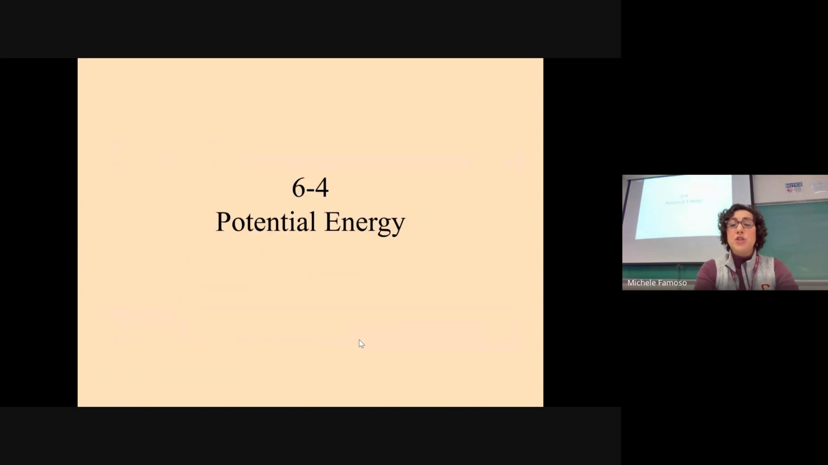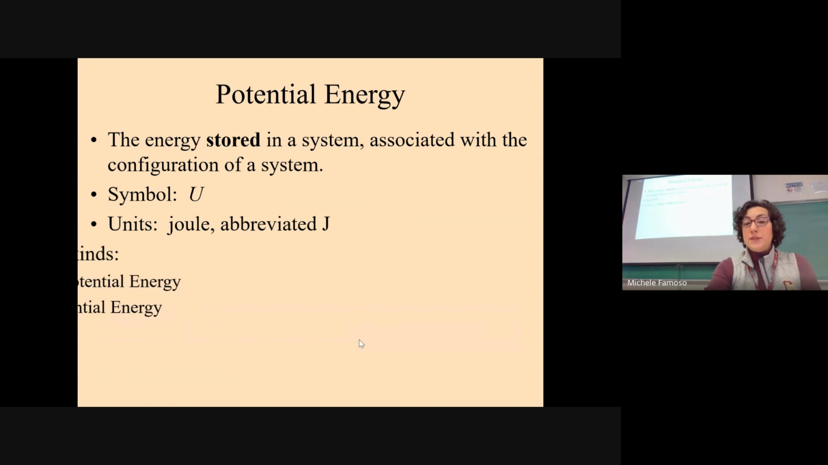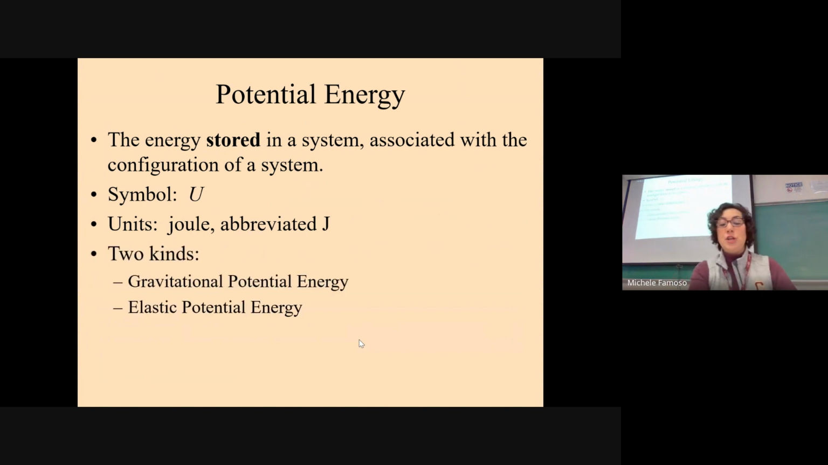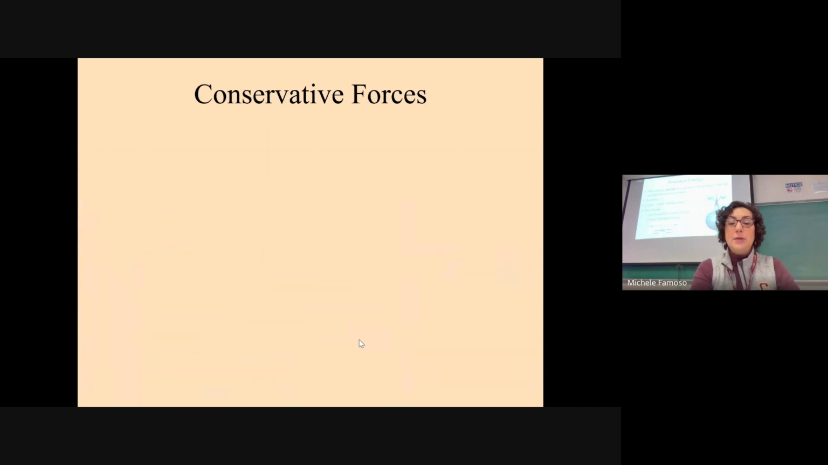All right, let's talk about potential energy then. Potential energy refers to energy that's stored in a system. And the symbol we use for this now is a capital U. We're not going to use PE. Capital U stands for potential energy. And we'll add subscripts to it. UG would mean gravitational potential energy. US, elastic potential energy. So this is in joules still. Our two kinds, UG and US. This is showing you gravitational potential energy. That's showing you some elastic potential energy.